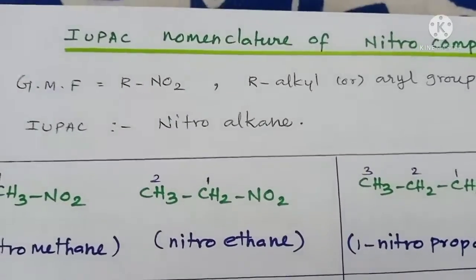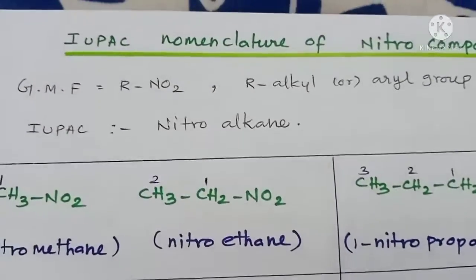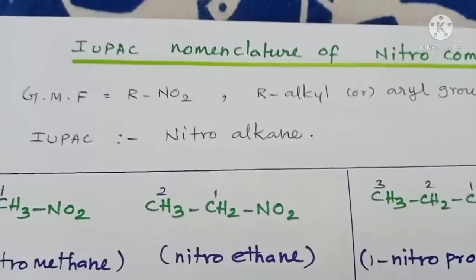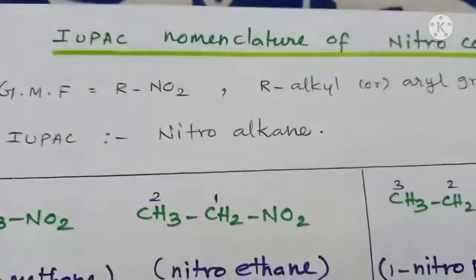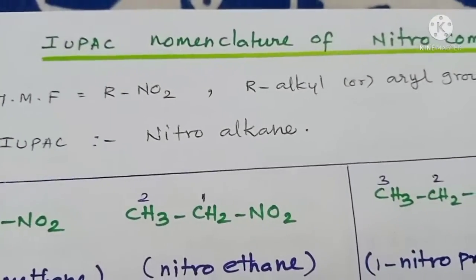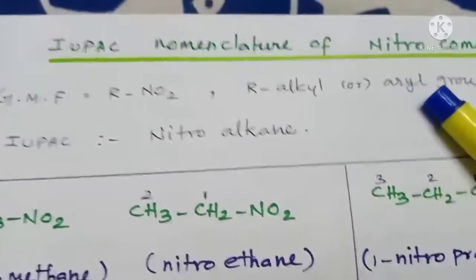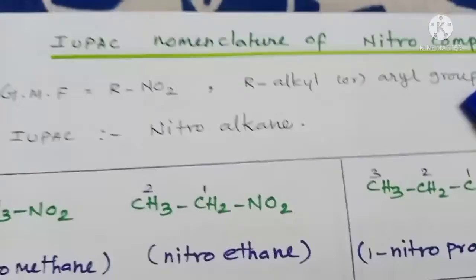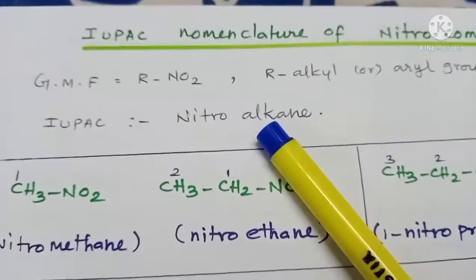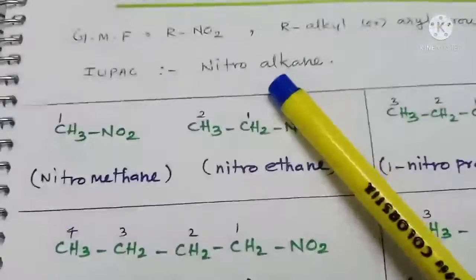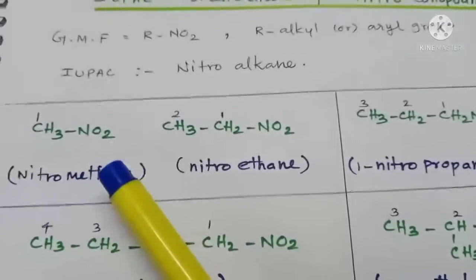So in this video, I'm going to discuss the IUPAC nomenclature of nitro compounds. The general molecular formula of a nitro compound is RNO2, where R may be either an alkyl group or an aryl group, maybe groups like methyl, ethyl, propyl, etc., or an aryl group, that is the C6H5 group. In the IUPAC system, nitro compounds are called nitroalkanes. Let us discuss how to give the IUPAC name for nitro compounds.